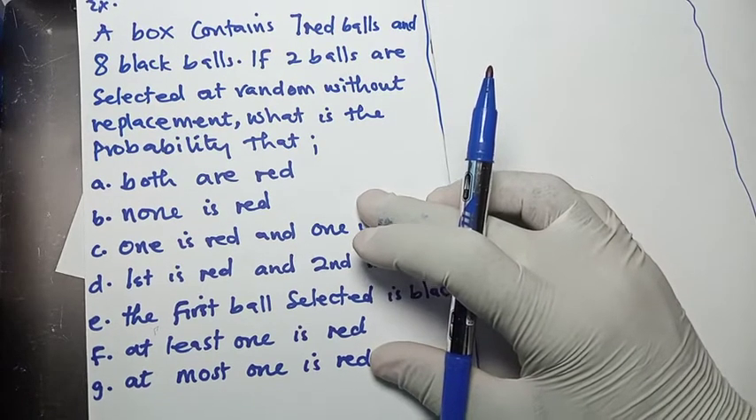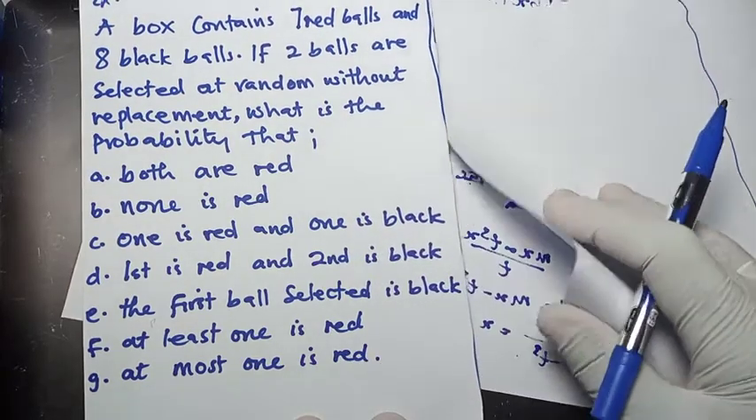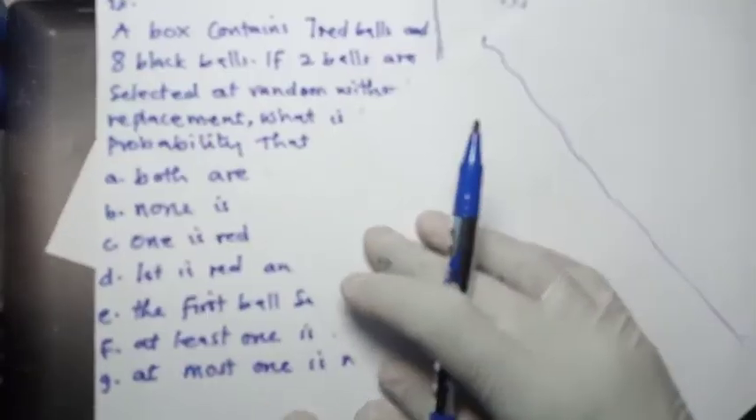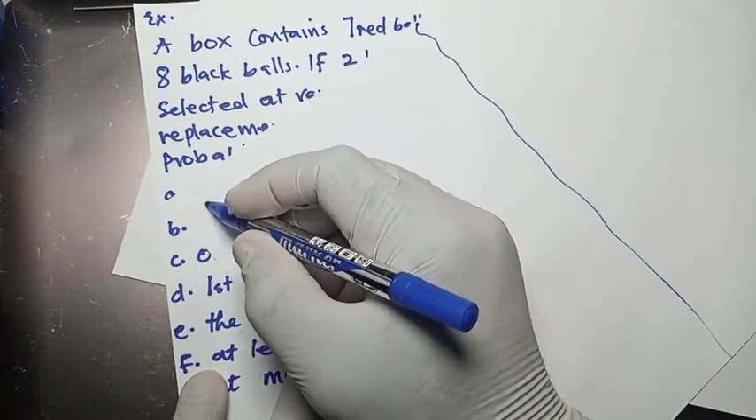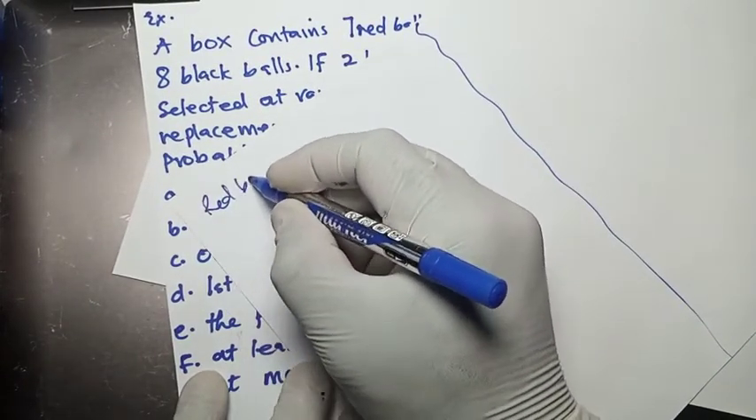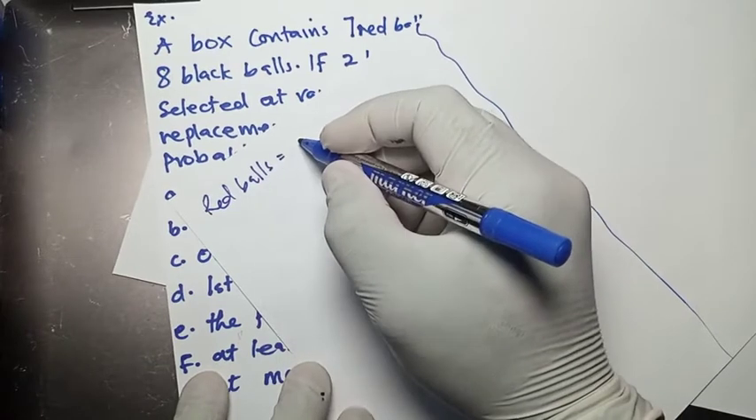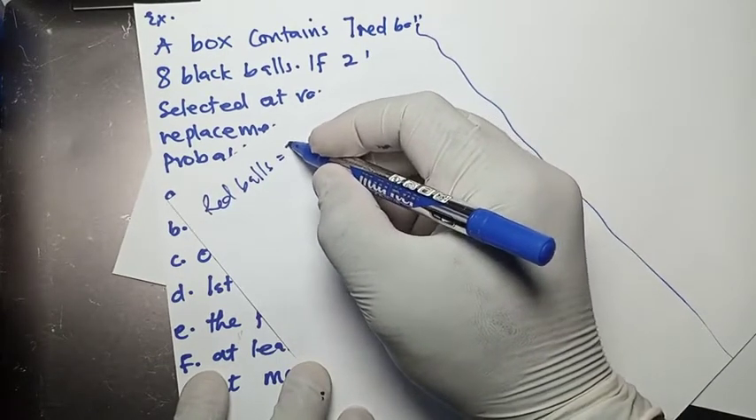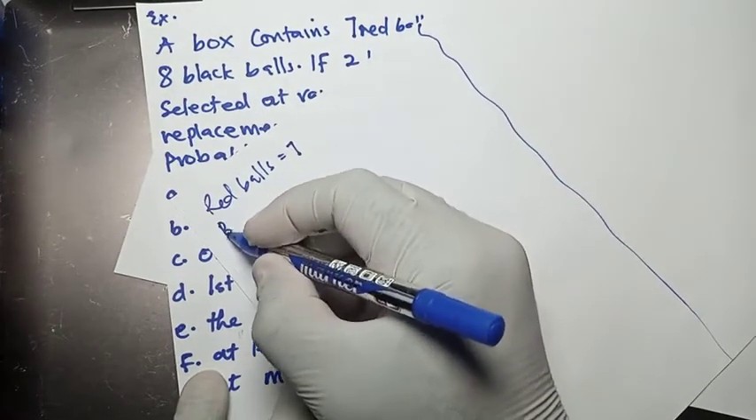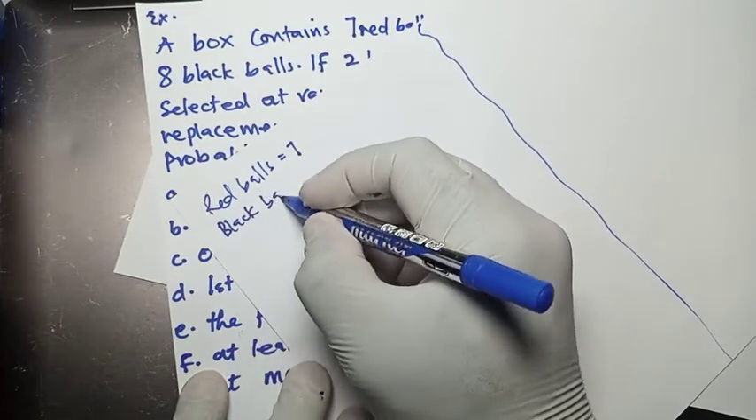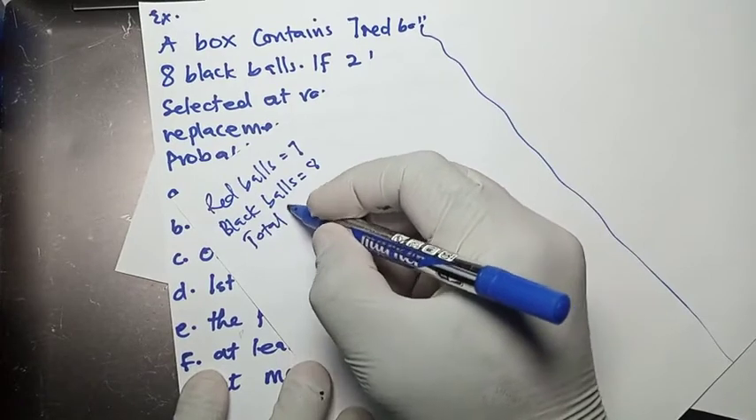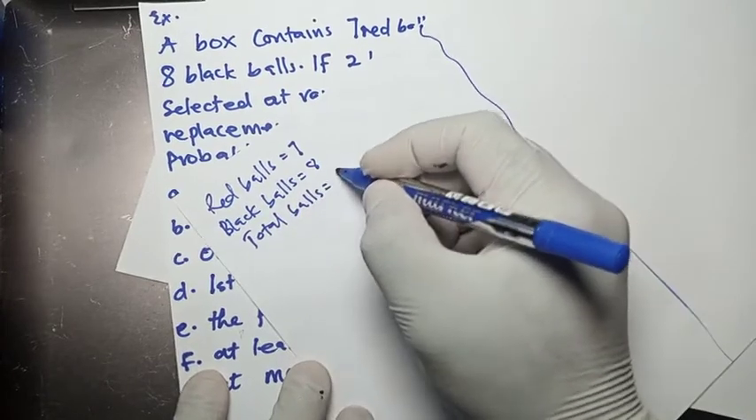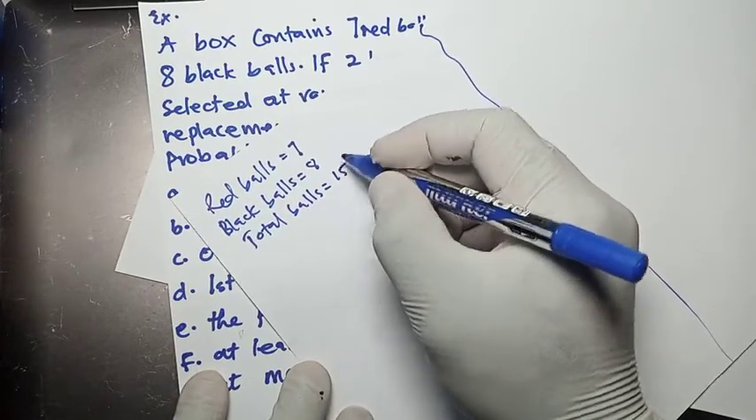So let's proceed. Let me summarize this up here. We have red balls to be 7, black balls to be 8. So our total balls will be 15.